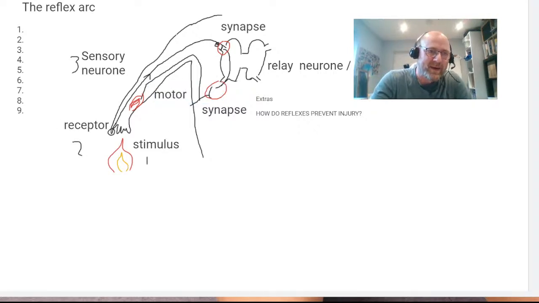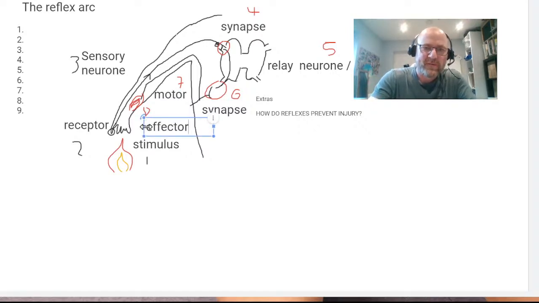Okay, I better number this up. I haven't really numbered this very well. So that would be 4. That would be number 5. You can say relay neuron, central nervous system, or coordinator. Number 6 would be another synapse. 7 is the motor neuron. 8, we have the effector.